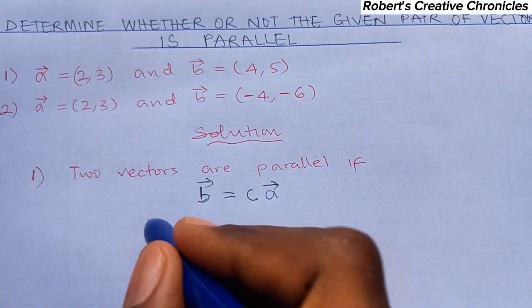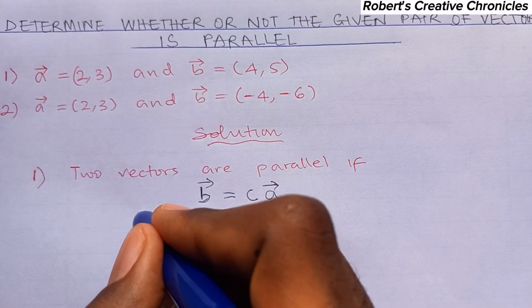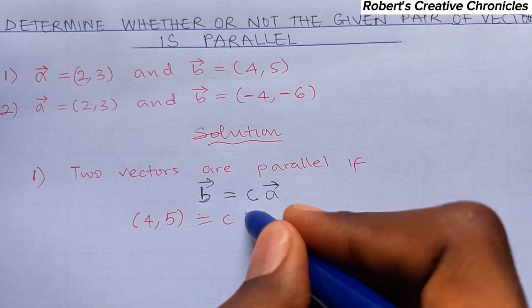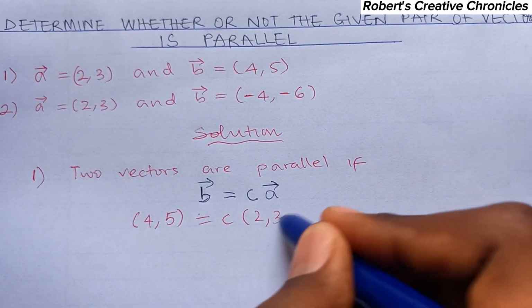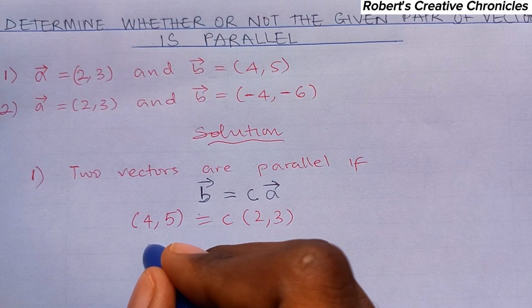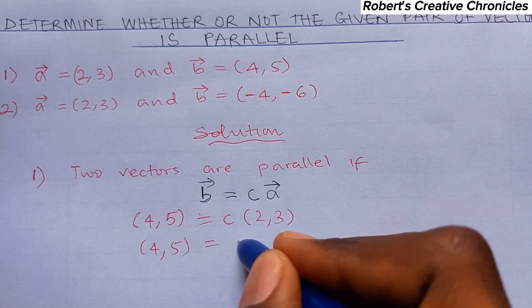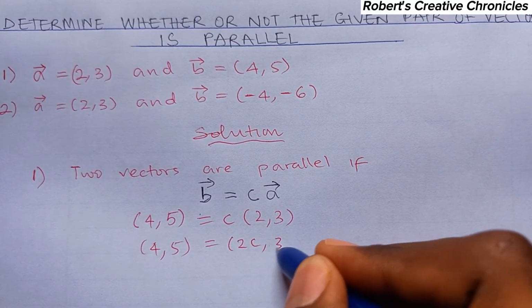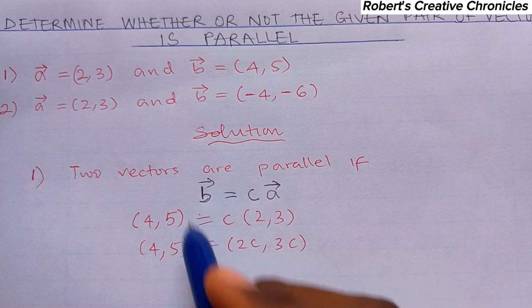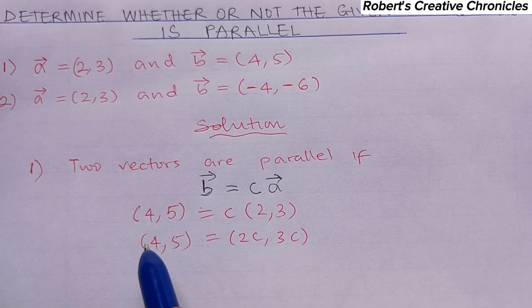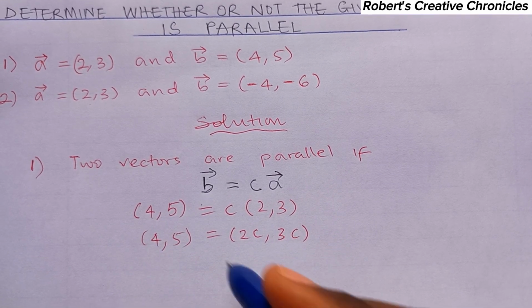So let's test. Now we'll substitute this. B here is 4 and 5, equals C times A. A is what? 2 and 3. So this will be (4, 5) is equal to (2C, 3C). So for this condition to be true, 2C must be equal to 4 and 3C must be equal to 5. That means C must be equal.